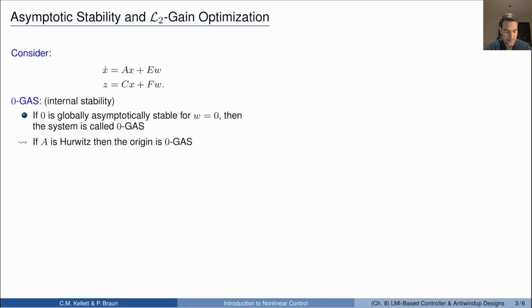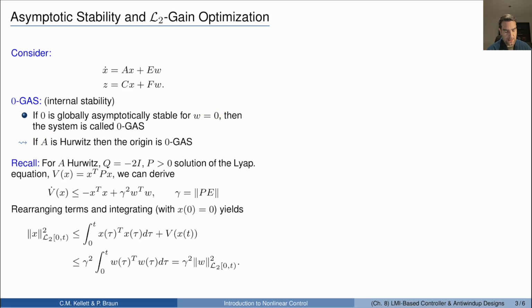What we have seen as a first step, if we ignore the disturbance, setting the disturbance w equal to 0, then we get what is also known as so-called internal stability or zero global asymptotic stability, 0 here referring to w being equal to 0. And as before, we can verify if the origin is globally asymptotically stable either by checking the eigenvalues of the matrix A or by constructing a quadratic Lyapunov function.